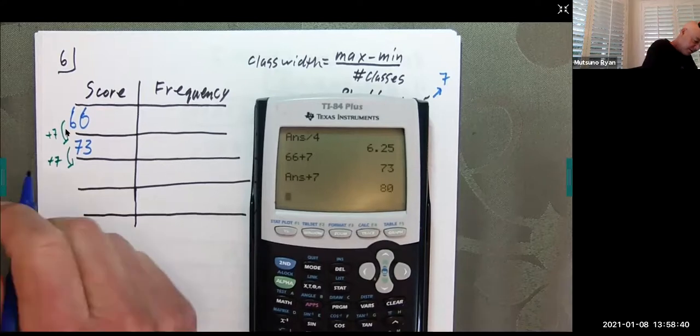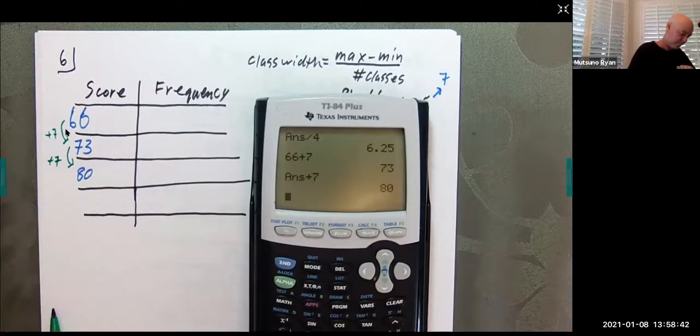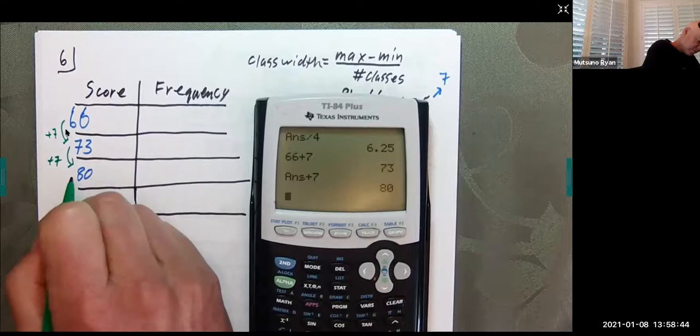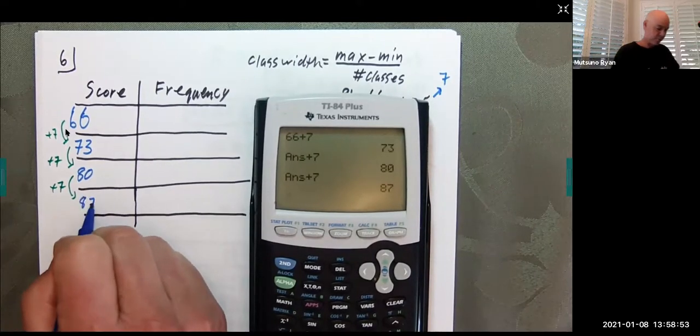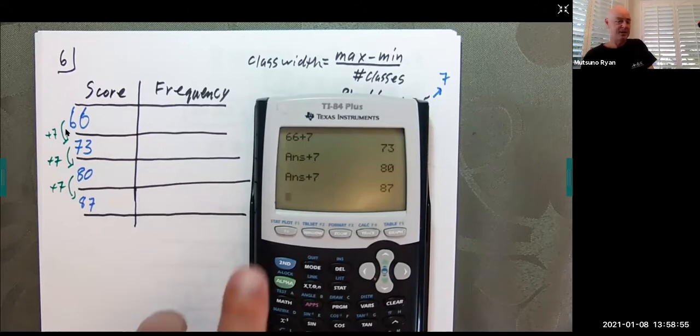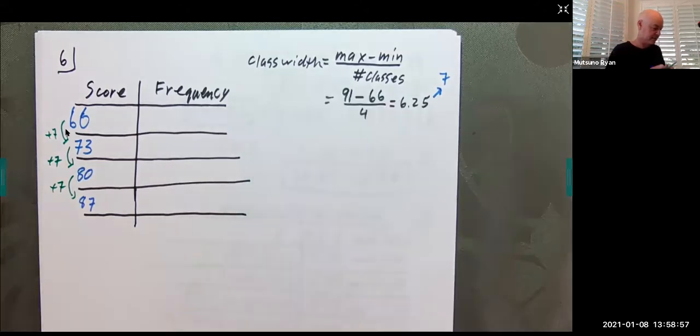Gives me 80. Plus 7 again, 87. And there are my 4 classes. Now these are the lower class limits. How do we find the upper class limits?